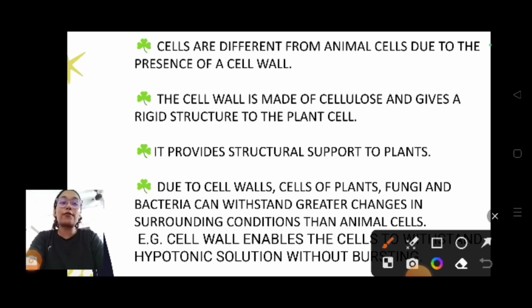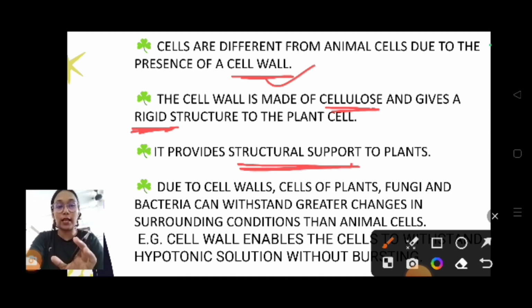Plant cells are different from animal cells due to the presence of the cell wall. So in the case of plants, we have a cell wall. The next point, it is made up of cellulose and is a rigid structure. All right. It provides structural support to the plant.